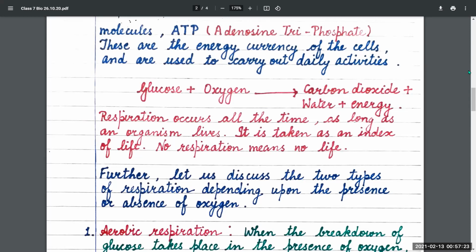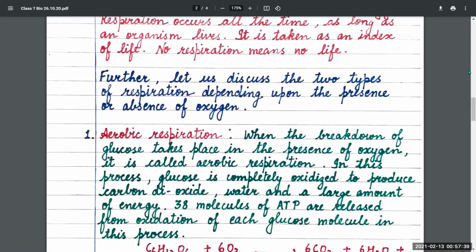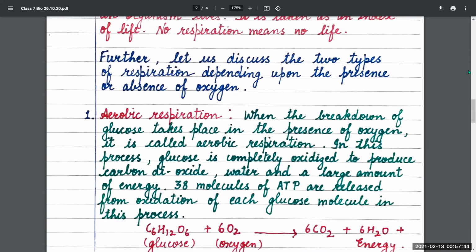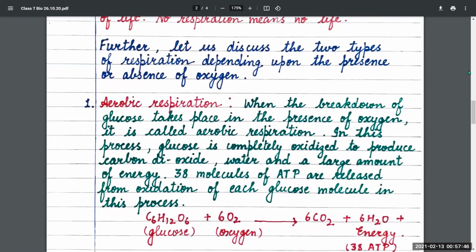Respiration occurs all the time as long as an organism lives. It is taken as an index of life. No respiration means no life. Further, let us discuss the two types of respiration depending upon the presence or absence of oxygen.